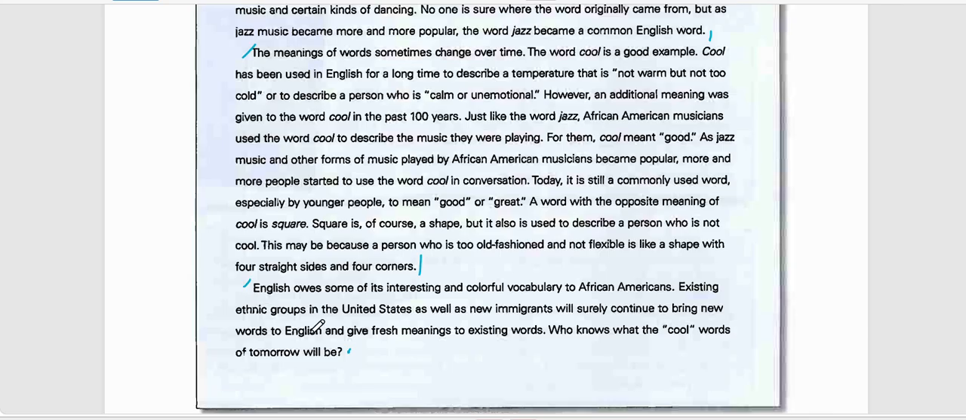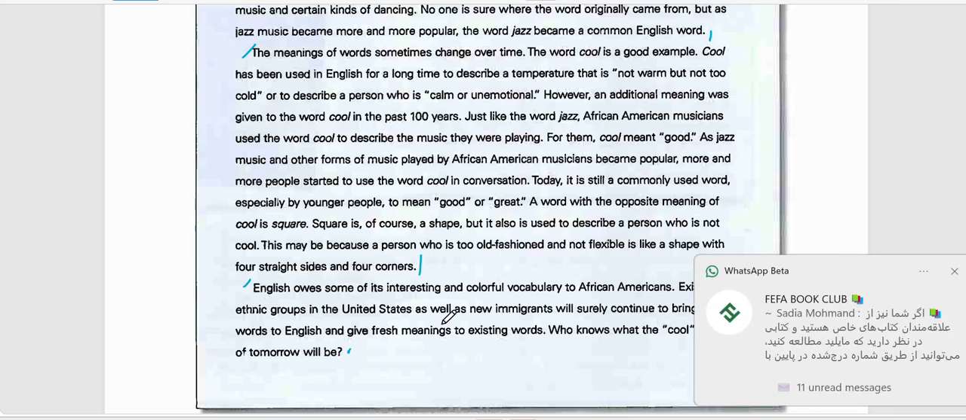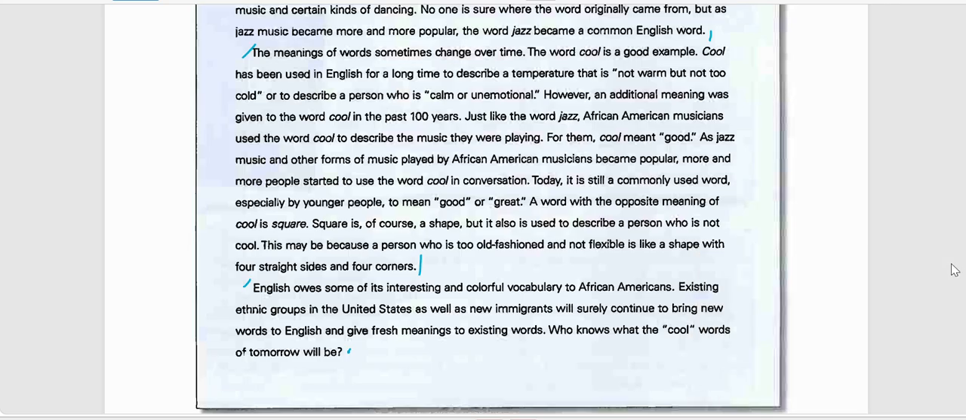And this is the conclusion part. What is it in conclusion part? English adds some of its interesting and colorful vocabulary to African Americans, existing ethnic groups in the United States, as well as the new immigrants will surely continue to bring, just a minute with these notifications, existing bring new words to English and give fresh meaning to existing words. Who knows what cool words of tomorrow will be? To the conclusion part and with a question.